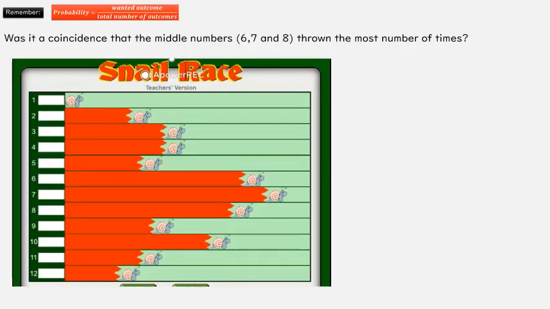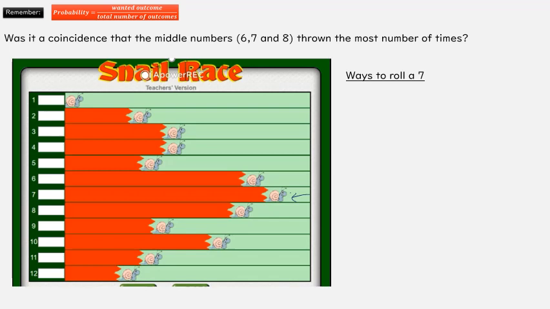So the winner of our race was this snail here, snail 7. So if you rolled a 7, that snail would move forward, and that's the one that won. Is it a coincidence that the middle numbers, so that 6, 7 and 8, were thrown the most number of times? Well, no, it wasn't a coincidence. They're more likely to throw a 6, 7 and an 8, because let's think about it.